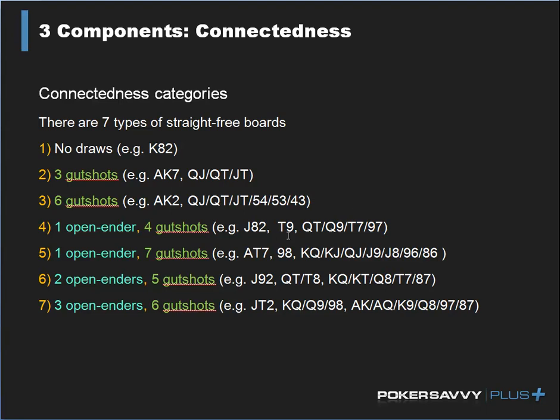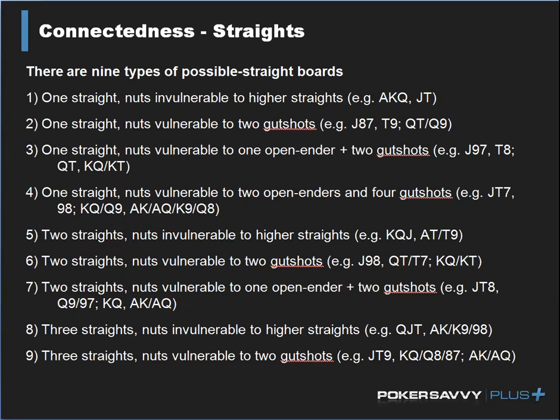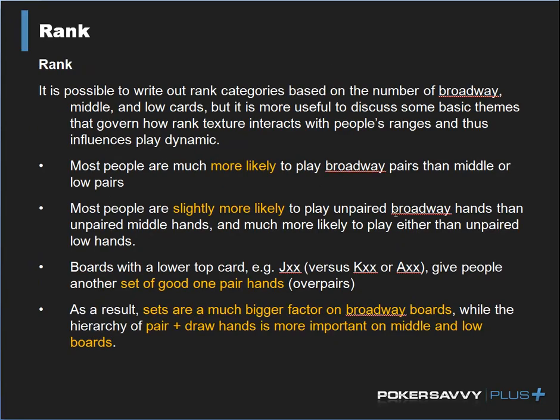Within these categories as well, again, we're going to focus in on this one open-ender, four gutshot category. So we see Jack 8 2 as an example. Ace Queen 9 is an example of a board like this. King Queen 2 is an example of a board like this. And to get back to the rank points here, the further down that list you go, from high card board to low card board, the lower the importance of sets, the higher the importance of these pair plus combinations.